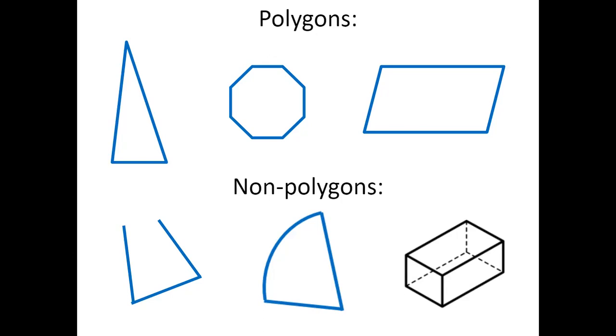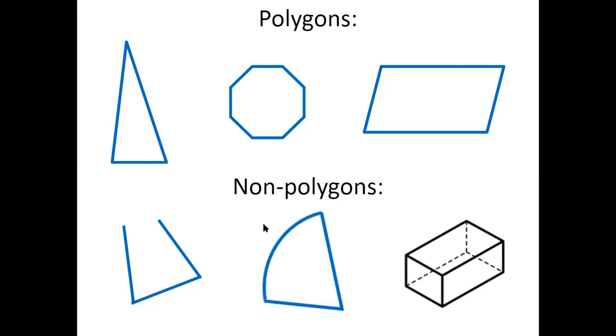If we look at the bottom left one, it is open. This polygon up here is not open. So we know that polygons must be closed. This is a non-polygon because it's not closed.